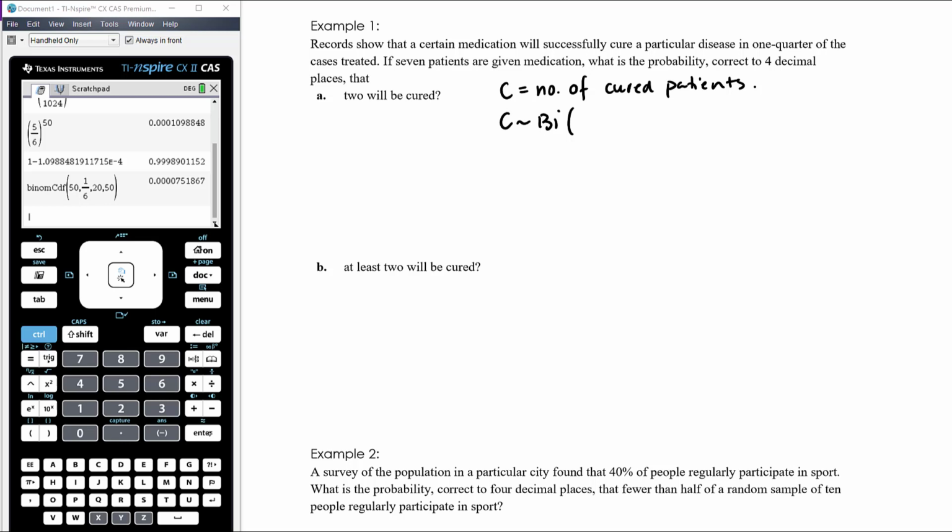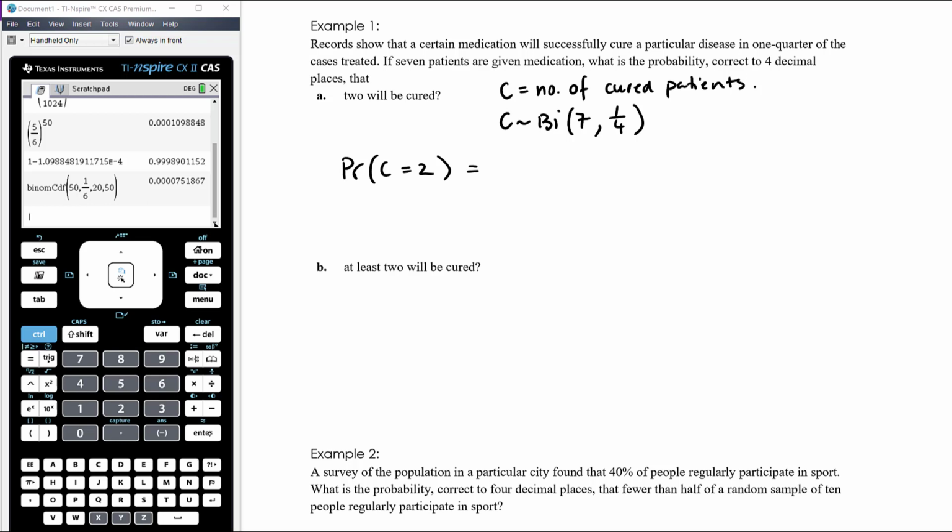So we need n. 7 patients were given the medication, so n is 7. And we need p, which is the probability of success, so the probability that a patient is cured, and we know it will successfully cure a particular disease in 1/4 of patients. Okay, so there's our setup. And then we want to know the probability that 2 will be cured. So probability that c is equal to 2. Now we can use the formula for this. 7 choose 2 times 1/4 to the power of 2 times 3/4 to the power of 5.